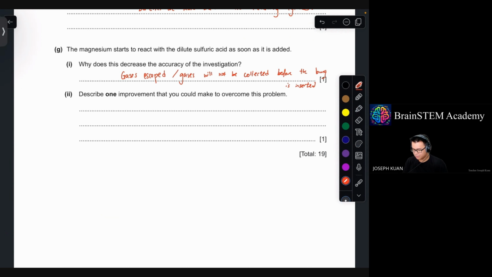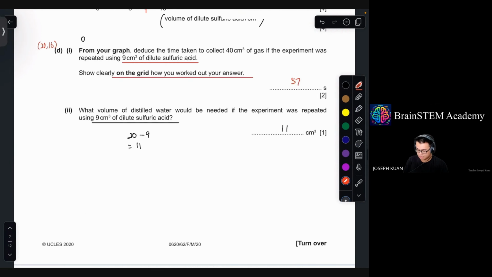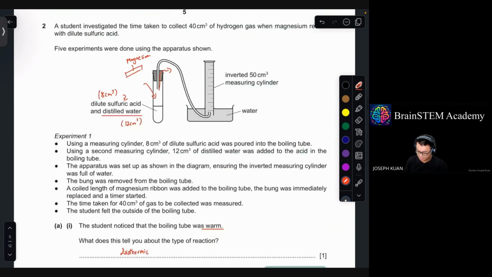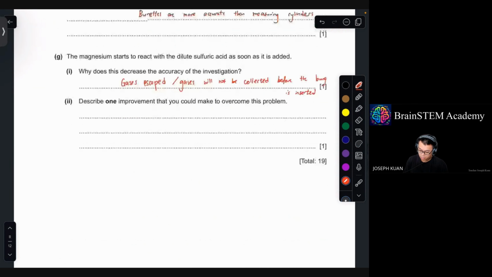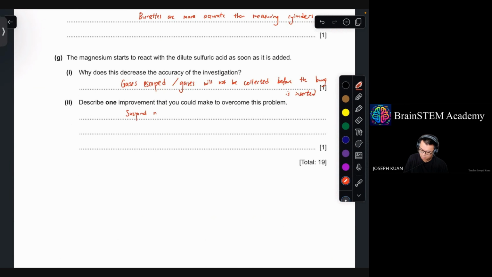Describe one improvement that you could make to overcome this problem. Okay, so how can we solve this problem? Now, there's one way, which is you can just suspend the metal on a thread. There can be a solution, or you can use a partition container, as long as it makes sense to solve this particular problem, which is that gas escapes.